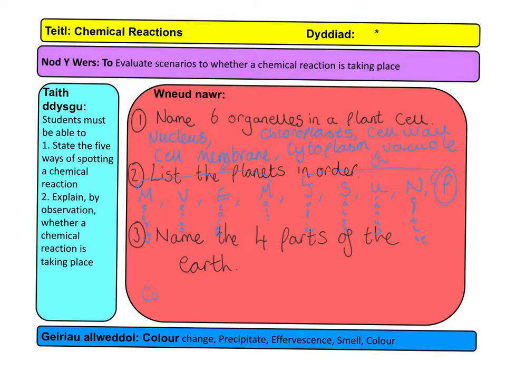Okay, name the 4 parts of the Earth. So you've got the core, and then what you've got with the core, you've got the inner core and the outer core, mantle, and then crust.